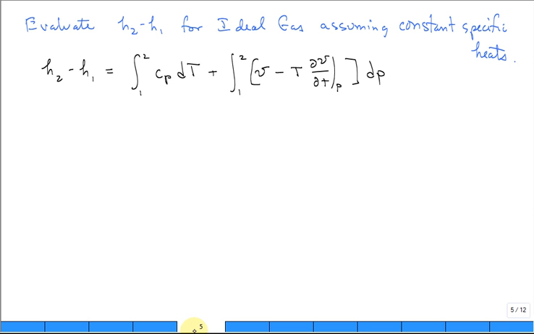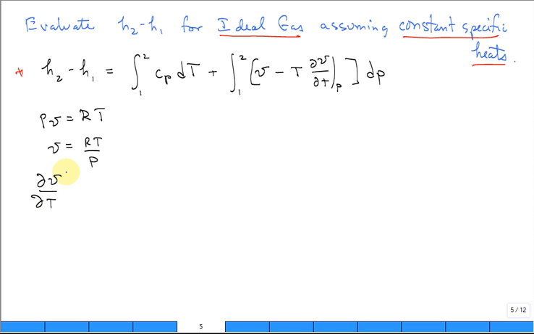Here's a question. Take this equation, the same equation, and apply it for an ideal gas, assuming constant specific heats. So what do we know? If we say it's an ideal gas, then PV is equal to RT. True? If it's an ideal gas, then V is equal to RT over P. And now I want to calculate the derivative of V with respect to temperature holding pressure constant.